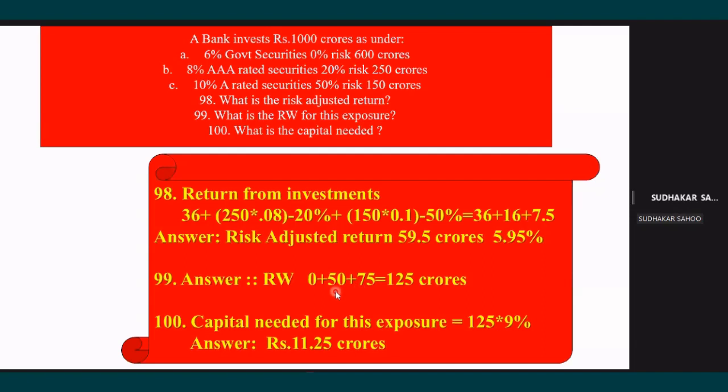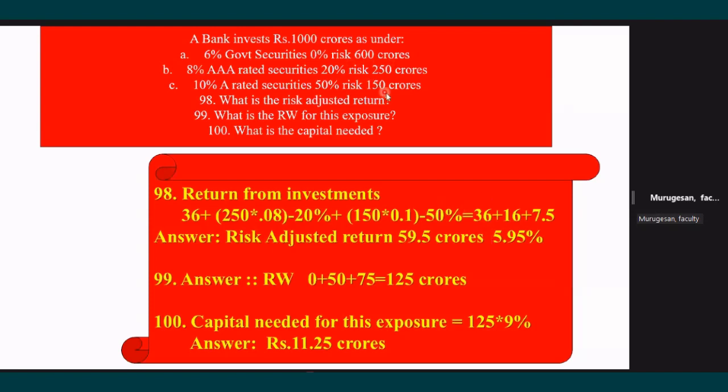How much are you getting? 16. So 36 on government security, 16 crore income on assured income. That is after adjusting the risk. After adjusting the risk, 16 crore.